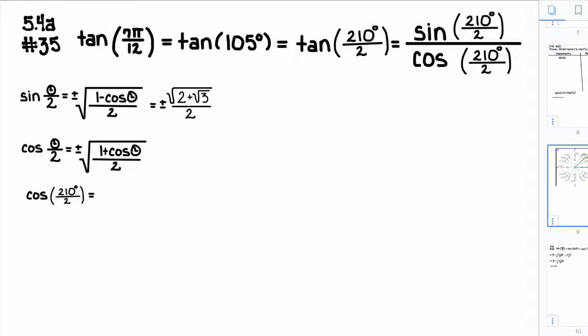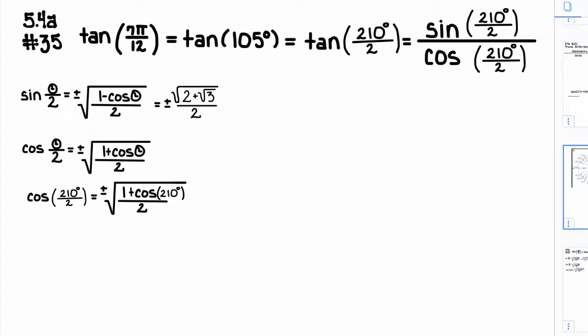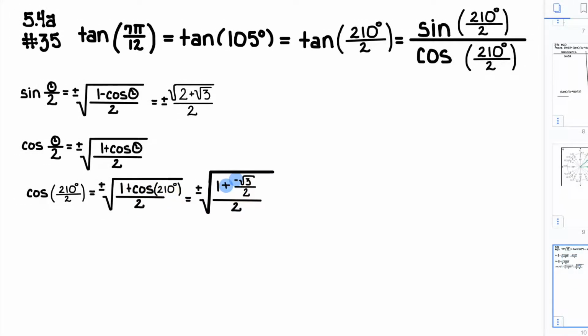Using this half-angle formula for cosine to find cosine of 210 degrees over 2, we substitute 210 degrees in for theta. Go to the unit circle to find the answer to cosine of 210 degrees, which is the x-coordinate at 210 degrees. The x-coordinate is negative root 3 over 2. We can simplify the signs. A plus minus will become just a minus.